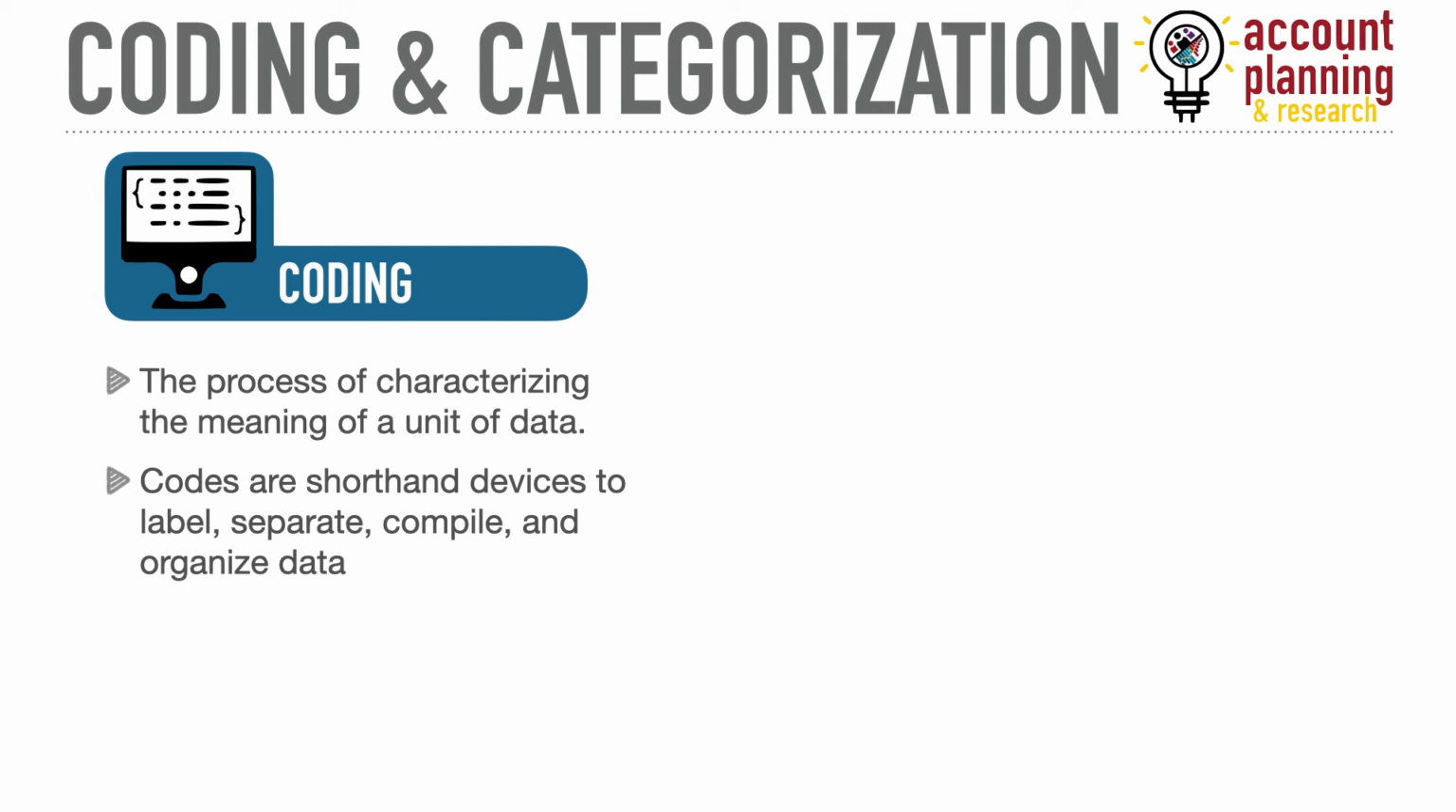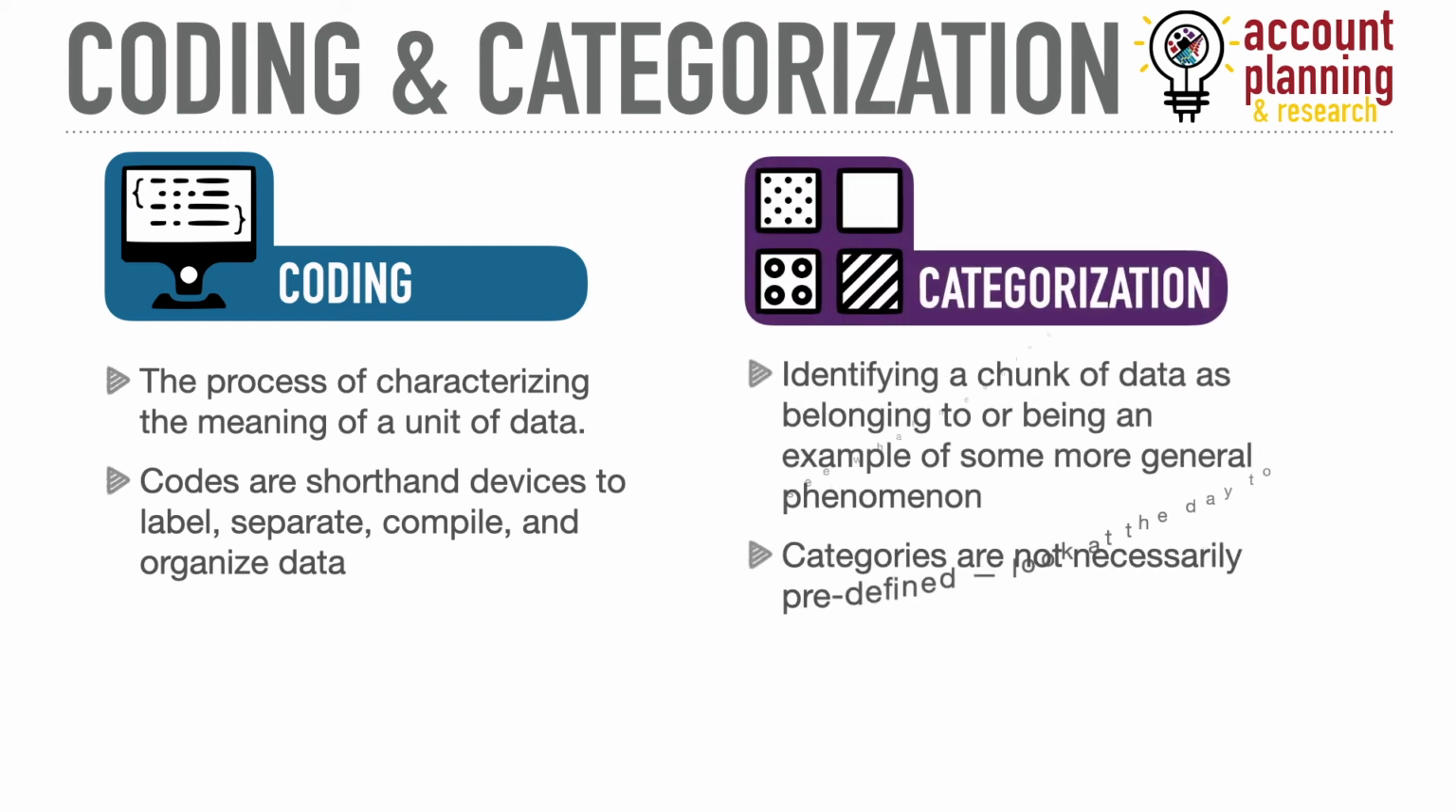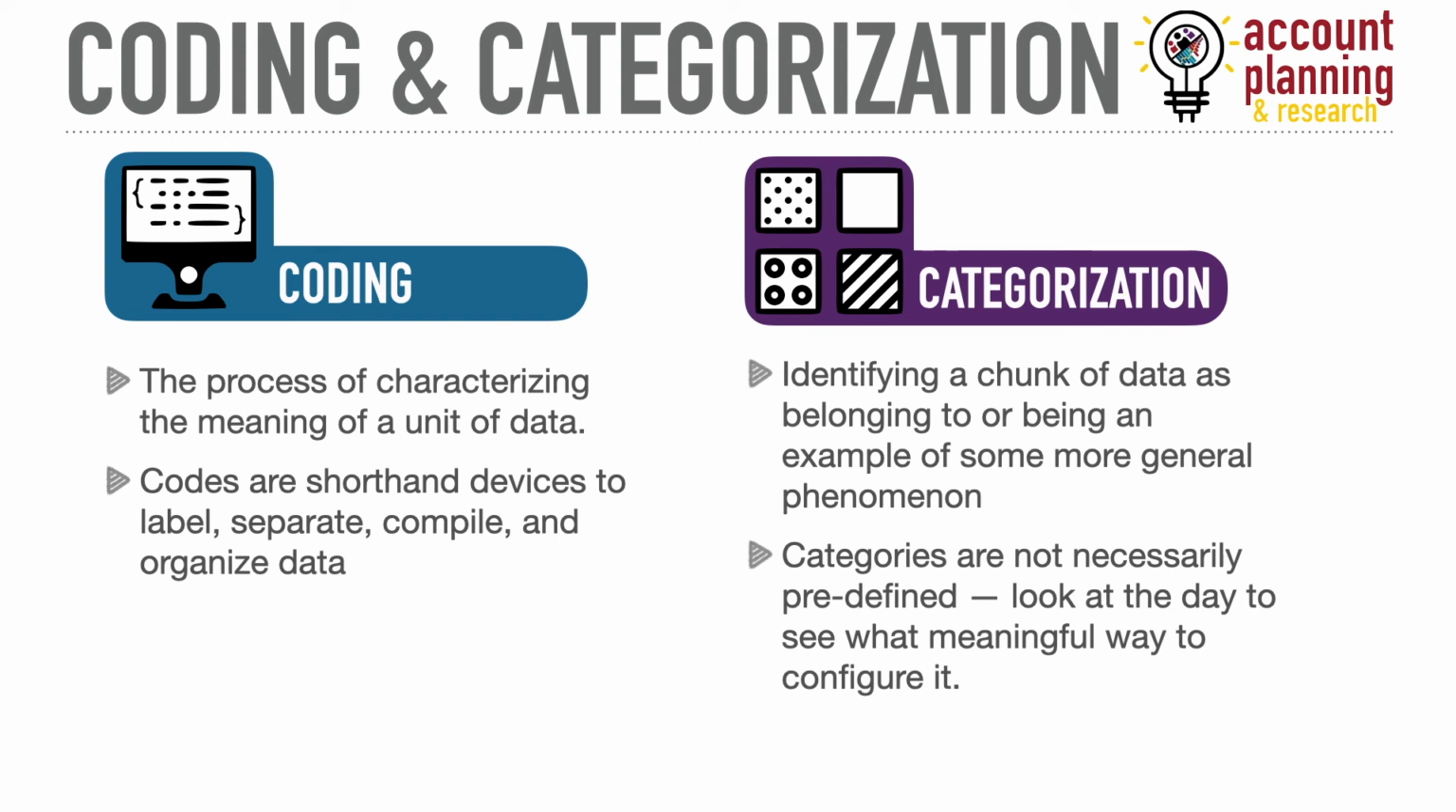Then, categorization is where you identify a chunk of data as belonging to or being an example of some more general phenomena. And you go through all of your codes to see which categories they belong to, right? You'd start categorizing and say, this particular quote belongs to this theme, and I'm seeing this theme repeated over here, so I'm going to categorize it in this way. Categories are not necessarily predefined. You might have a few to start out with, but then they most definitely will evolve over the process of coding and categorization.